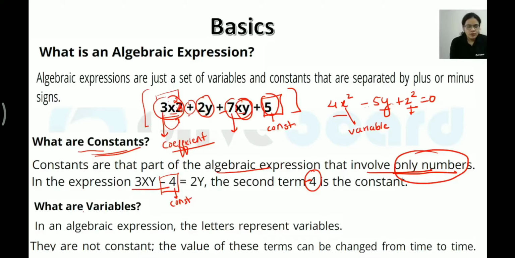Second one, what is the meaning of variable? The part which is changing or varying is called a variable. Whatever x, y, z letters are given, those many variables would be present over here. For example, here you can observe x and y are the variables. In the above example, x and y are variables, not constants. The value of these can be changed from time to time. I think this is very, very important.